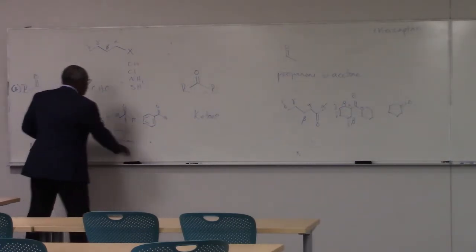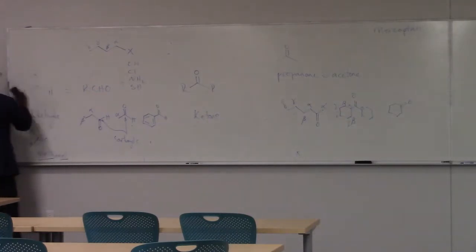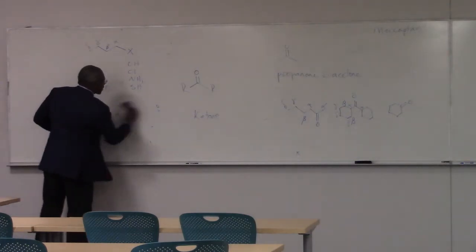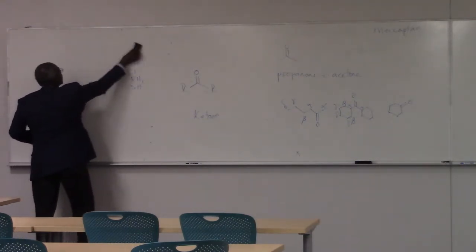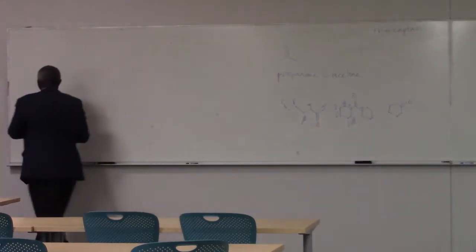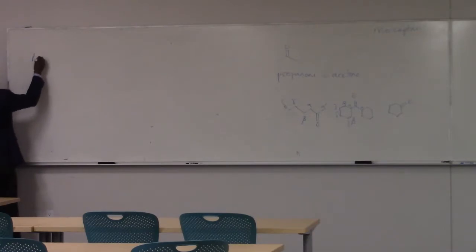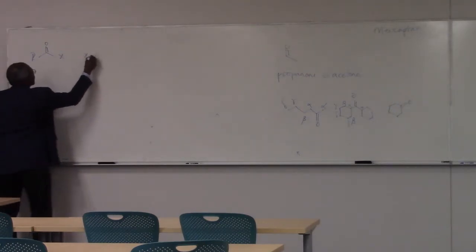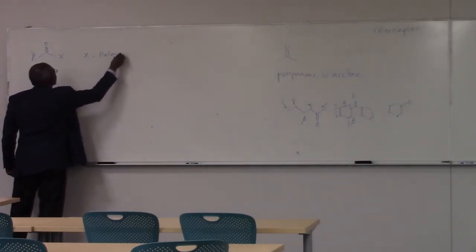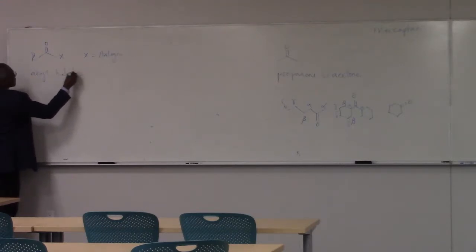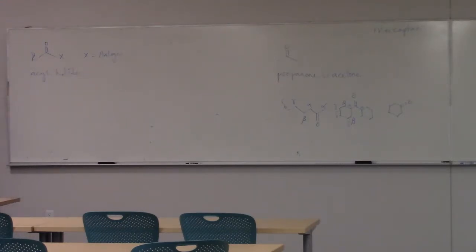Other examples of carbonyl compounds. Other examples of compounds that contain the carbonyl group, which go up one oxidation level, as it turns out. They are R, C double bond O, X, where X is a halogen. These are called acyl halides.